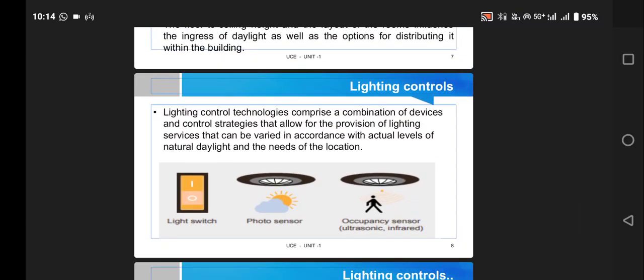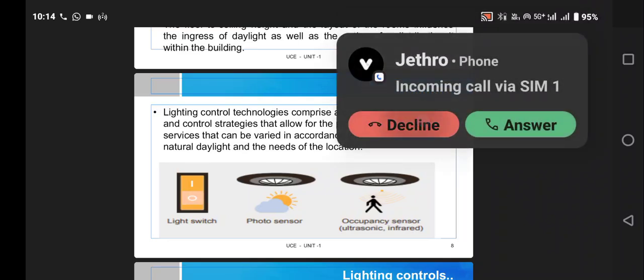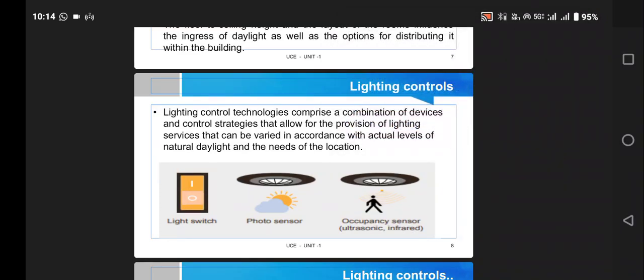The various lighting controls technologies comprise a combination of devices and control strategies that allow for the provision of lighting services that can be varied in accordance with actual levels of natural daylight and the needs of the location. The first diagram represents a light switch, the second one a photo sensor, the third one an occupancy sensor, and normally ultrasonic as well as infrared sensors are used for this purpose.